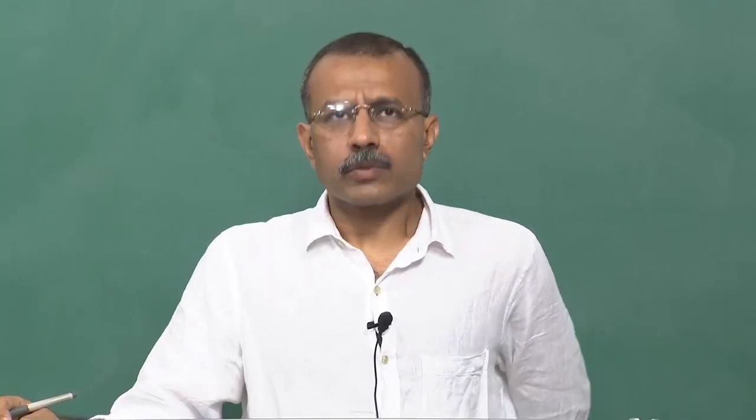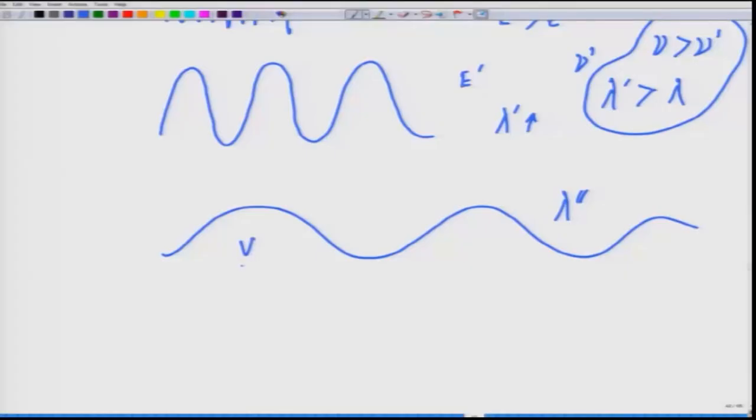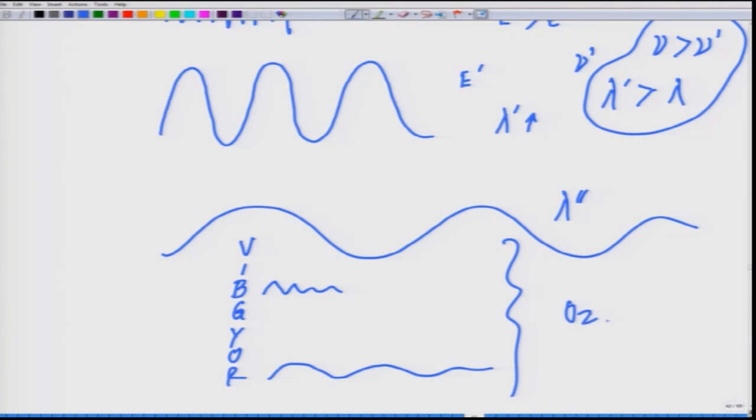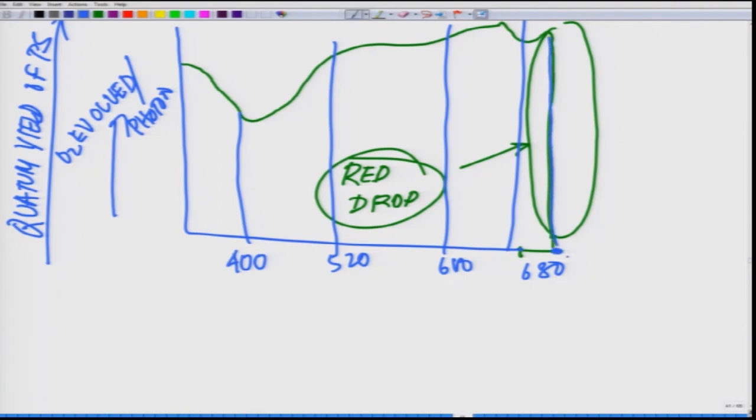So, the experiment which was done was to see at what wavelength of light, with violet, indigo, blue, green, yellow, orange, red, you will get a higher quantum efficiency in terms of photosynthesis, oxygen evolution. Now, it was observed that if you see the graph, you give 400, you get this much, 520 this much, 600 this much, 680 this much, at different levels. But if you go all the way out here, you see there is a drop.